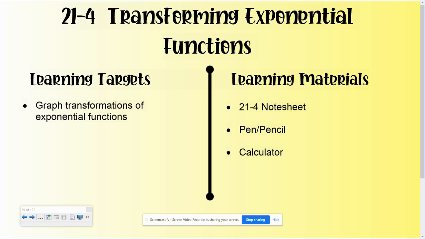Lesson 21.4 is going to talk about transforming exponential functions. So we're going to be looking at the graphs of these functions and using transformations to make the pictures for these functions. Make sure you have the note sheet that goes along with today's lesson, something to write with, and since we're graphing, you might want Desmos or your calculator to help you out with some problems.